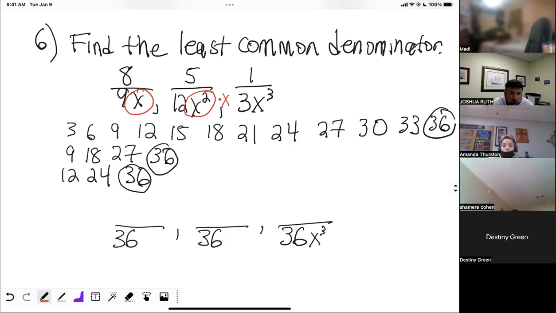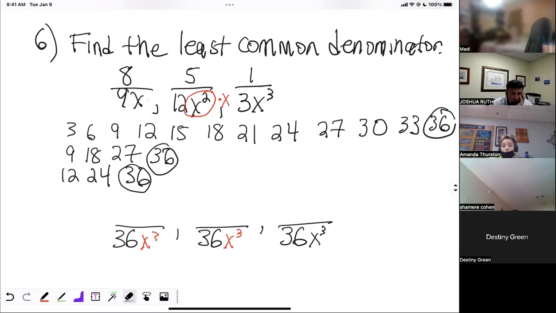So this would be x to the third, x to the third. I didn't want to do that yet. x to the third is going to be the denominator. Now, let me go back to what I was doing. Okay, so what do I multiply x by to get x to the third? Well, I have one x. I need two more x's. That's an x squared. That would give me x to the third, which means I have to also multiply 9 by what to get 36?